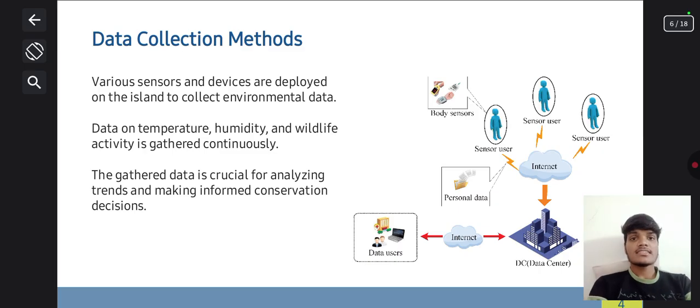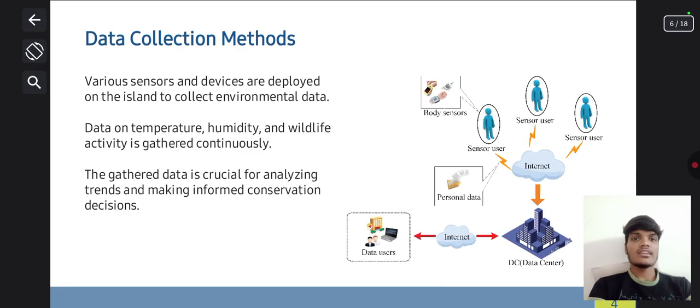Various sensors and devices are deployed on this Iceland to collect the environmental data. To collect the overall environmental data, we have to use sensors and devices. Data on temperature, humidity and wildlife activity is gathered continuously.